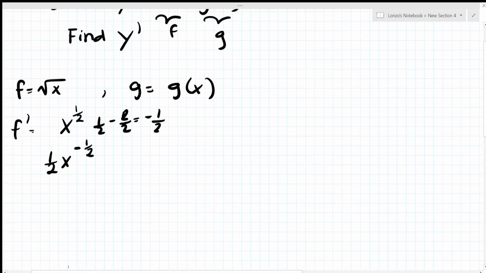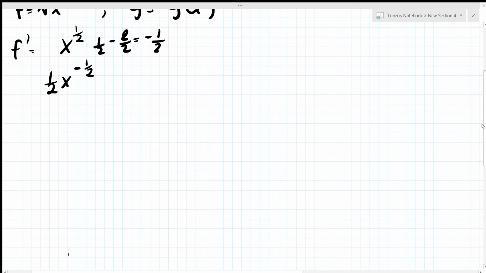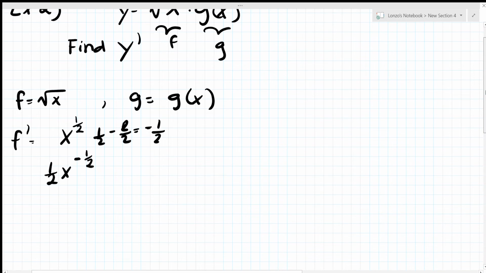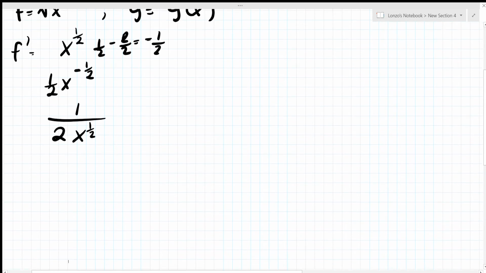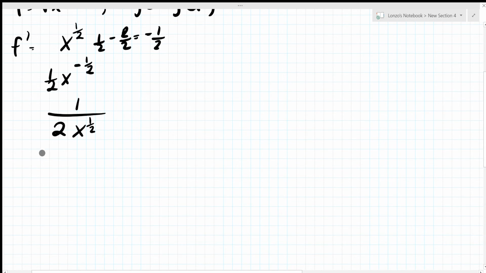Now let's clean that up. I want positive exponents, so I could rewrite that as 1 over 2 x to the positive 1/2. And what if I want it in radical form? In radical form, x to the 1/2 is the same thing as square root of x, right? So it would be 1 over 2 square root of x. Good.